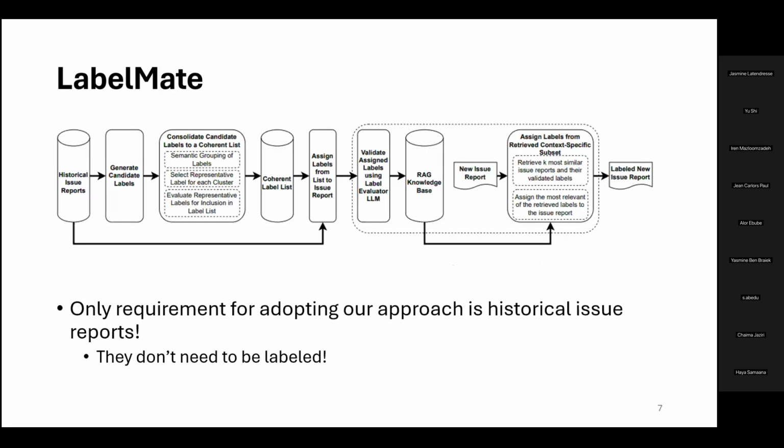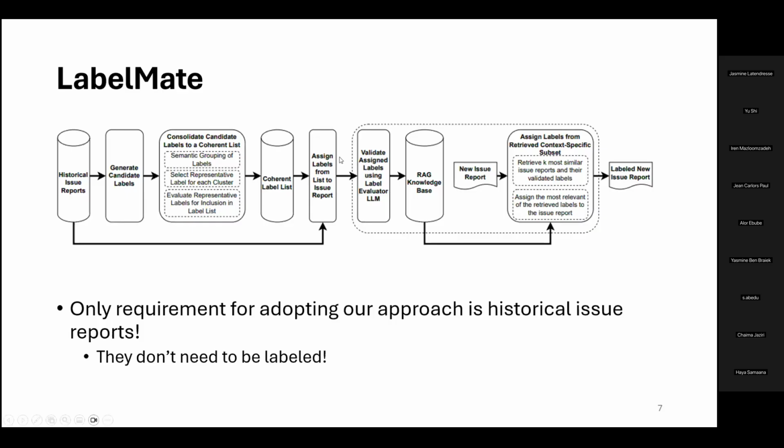So that's where our approach comes in. This is a high level design. We're going to get into more of the components a little later, but basically the idea is all you need to adopt it is historical issue reports. Then we generate some candidate labels, we refine them, we consolidate them through these 3 steps, which I'll get into later, and then we get a label list. So basically all you need to provide, like I said, is those historical issue reports.